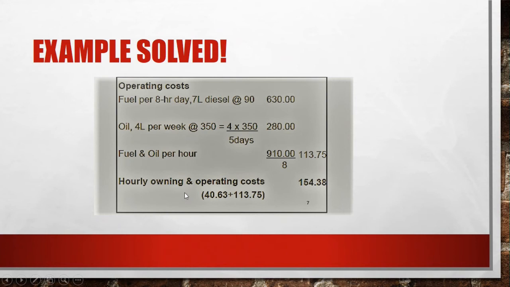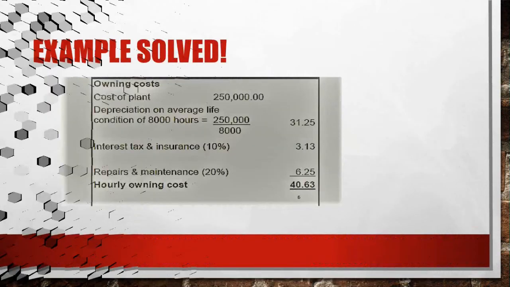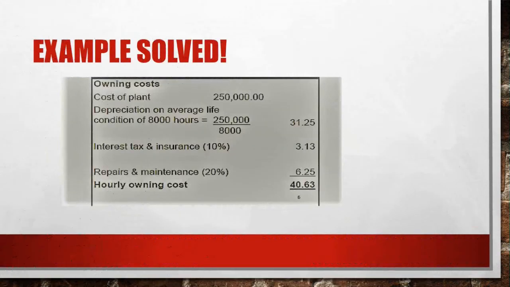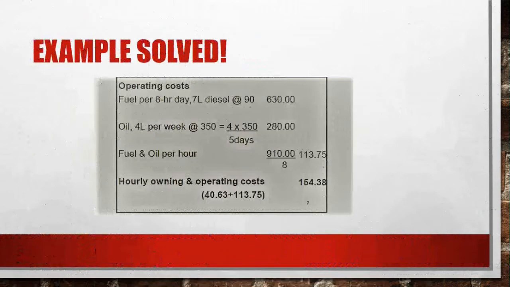So hourly owning and operating costs will be, you're going to add this value here, that's operating costs per hour, and then you add the owning cost, which is 40.63. You add this, so the value will be 154.38.